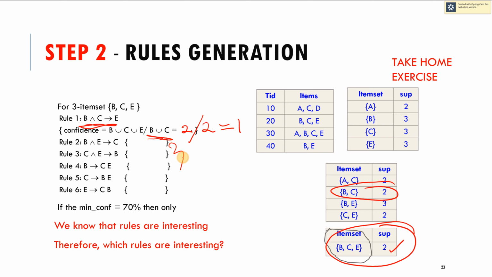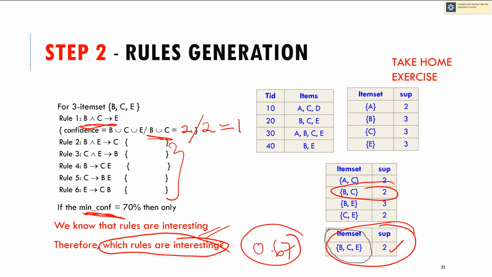Please try to do this on your own and take a look. If the minimum confidence is 70, then only we know that the rule is interesting, and try to determine which rules are really interesting. For example, if you got 0.67 or 67% confidence, you know that the confidence is not that strong and the rule is not interesting, right?